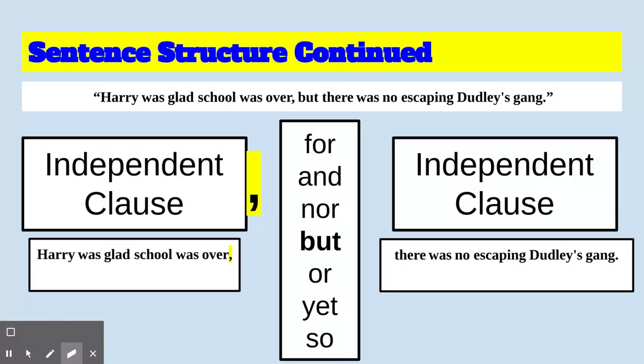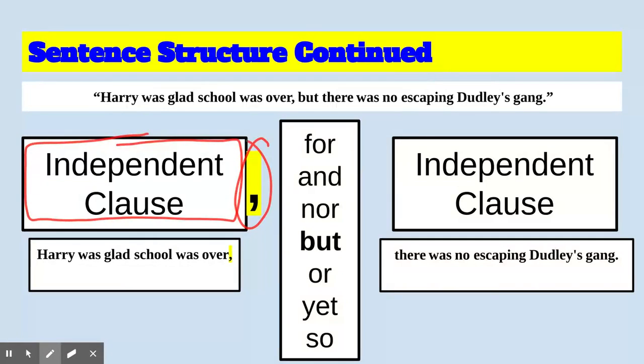Same sentence, but just different ways to look at how to break it down. Okay. Harry was glad school was over, but there was no escaping Dudley's gang. You've got the box right here that has showed you your independent clause on one side with the comma, your independent clause on the other side, which with a period, I guess I should have started adding that in. Okay. Or a question mark or an exclamation point.